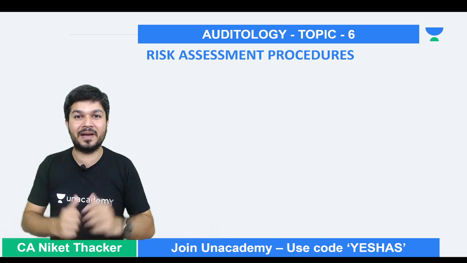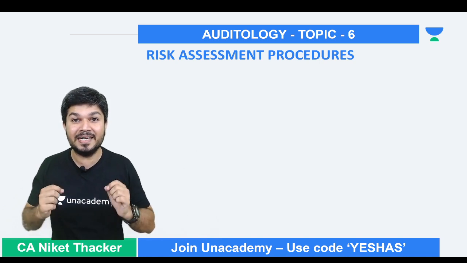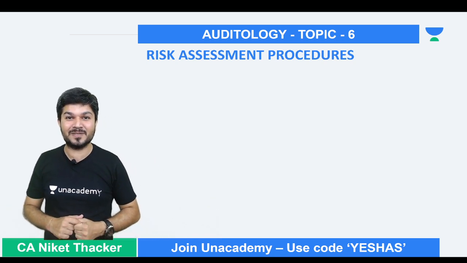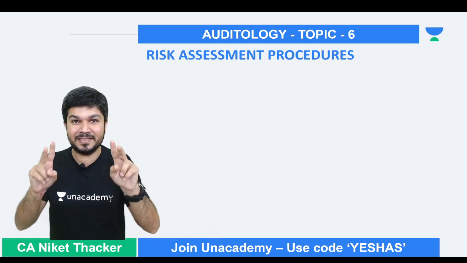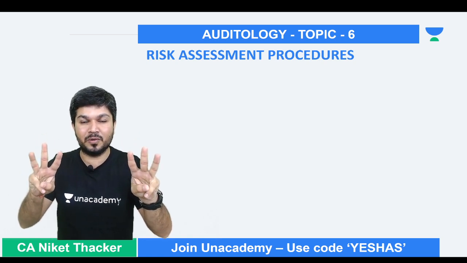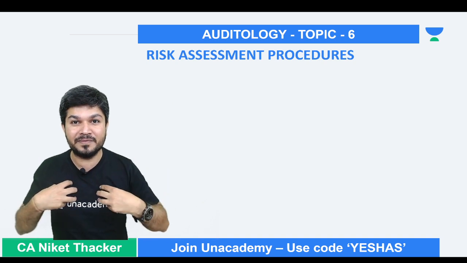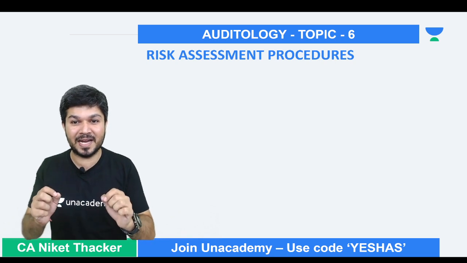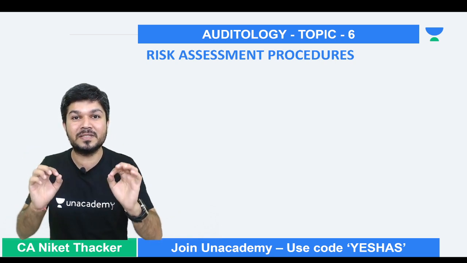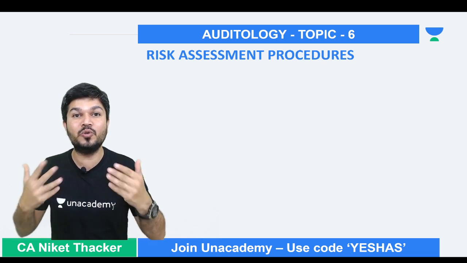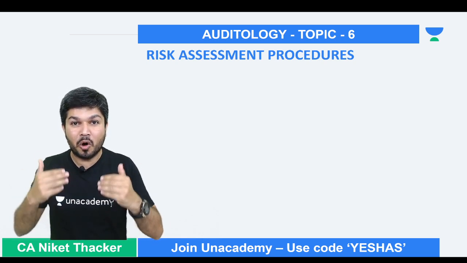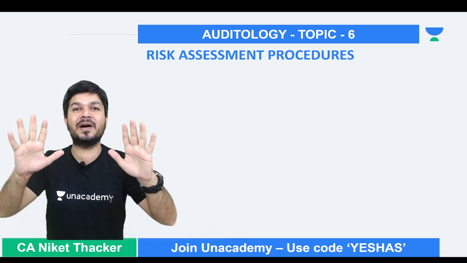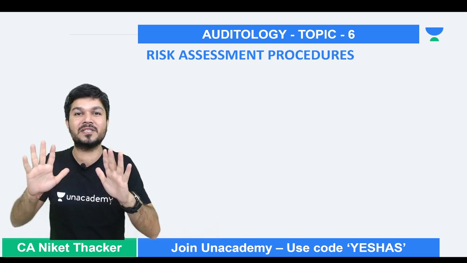Now SA315, the heading is identifying and assessing the risk of material misstatement. Identifying and assessing the risk of material misstatement by understanding the entity, environment, internal control. Okay, now SA315 says we identify risky areas. SA315 says we identify risky areas by understanding entity, environment, internal control is the meaning. The audit procedures which you do to obtain understanding of entity, environment, internal control so as to identify the risky areas, that is risk assessment procedure.